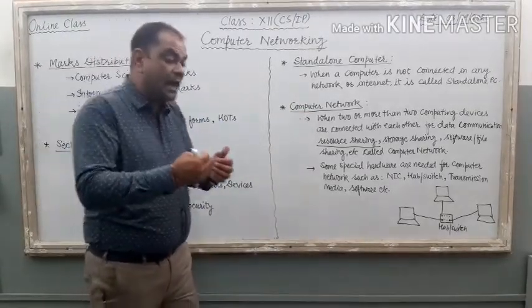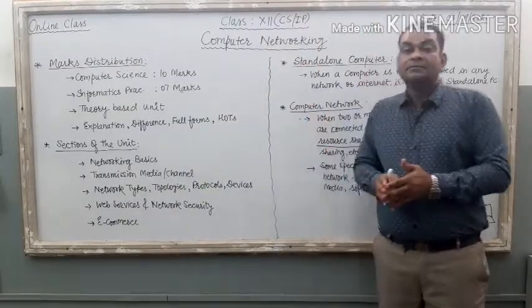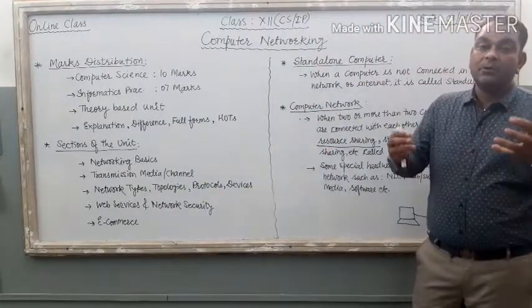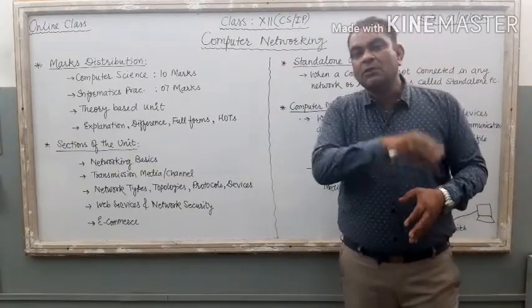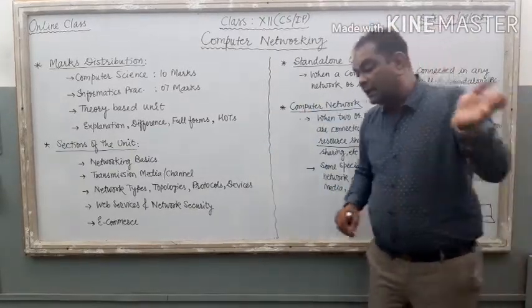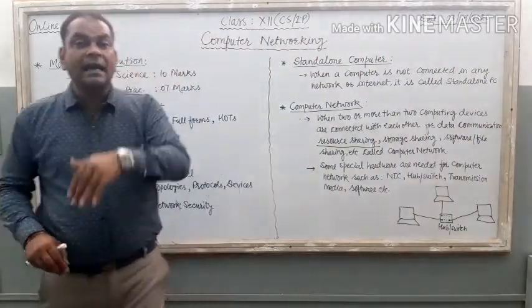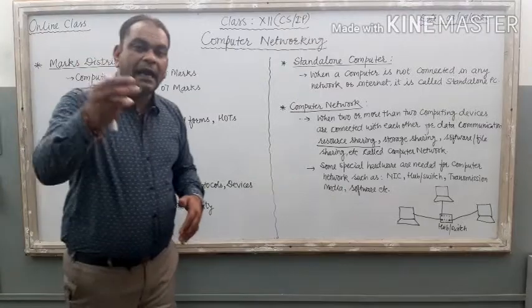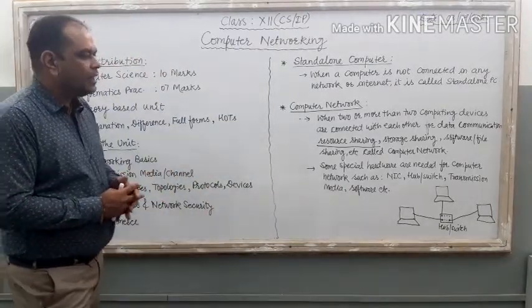Now, different types of networks are there in the world. LAN, local area network. If computers are connected under one roof or under a campus, it is known as a local area network. Then metro area network, MAN, then wide area network, WAN. These different types of networks are there, right?